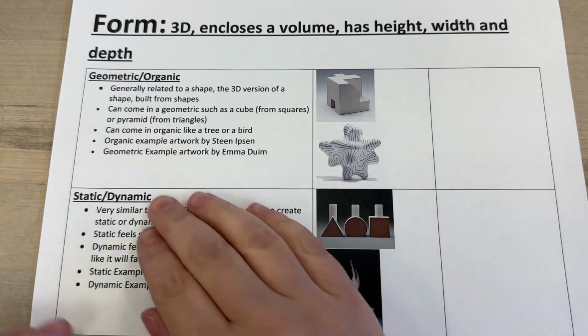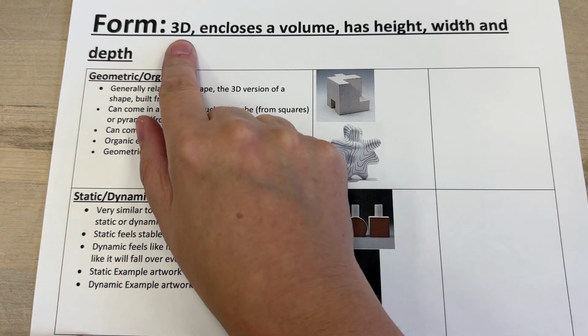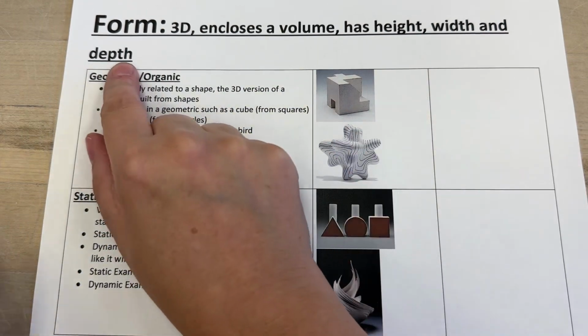Welcome everybody. So we're going to be continuing on with the elements again. This time we're looking at form. So form is 3D. It encloses a volume. It has height, width, and depth.